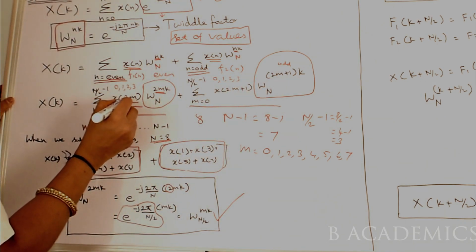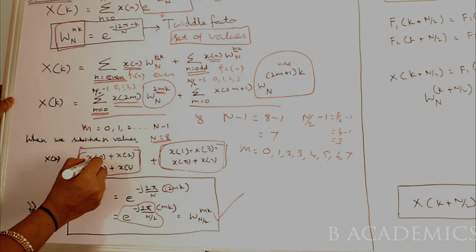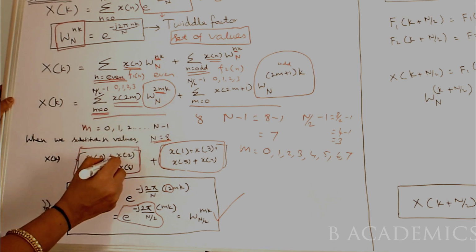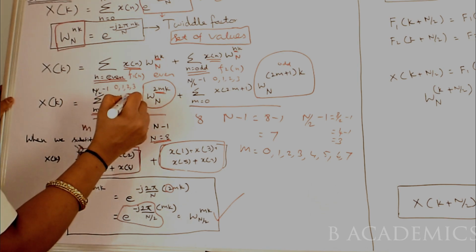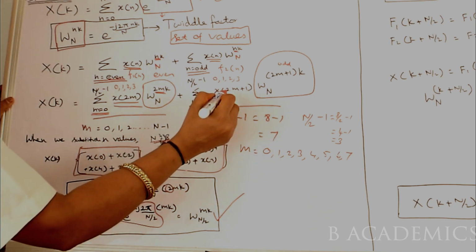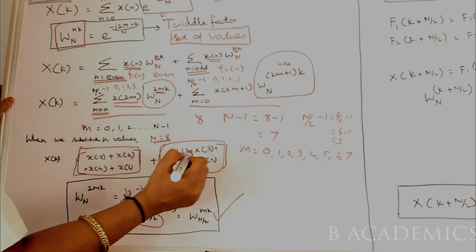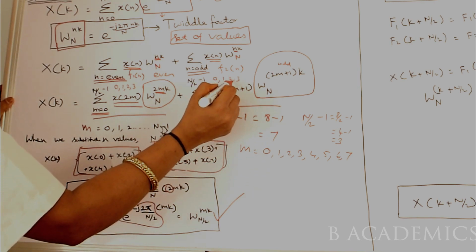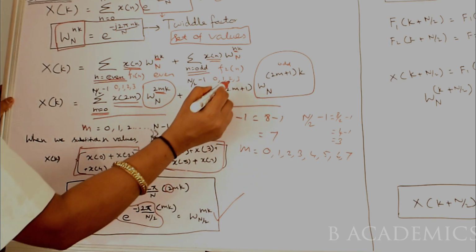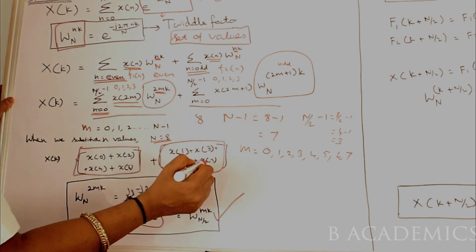So when you substitute 0 here, you will get x of 0. When you substitute 1, you will get x of 2. When you substitute 2, you will get x of 4. When you substitute 3, you will get x of 6. And same way here, when you substitute 0, you will get x of 1. When you substitute 1, you will get x of 3. And when you substitute 2, you will get x of 5. When you substitute 3, you will get x of 7.